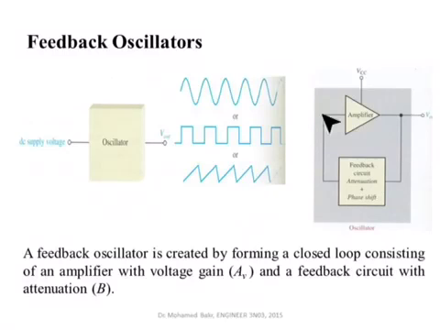Meaning that after you amplify the signal and then you attenuate it, you obtain the same input signal that you had. In other words, the input creates the output and the output creates the input. And then this oscillator can keep on oscillating forever. And of course, these feedback circuits are usually frequency selective, so this will happen at one specific frequency.